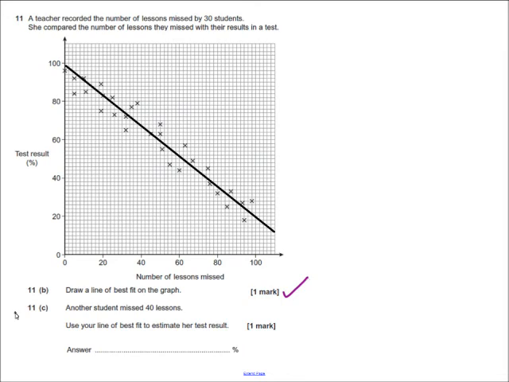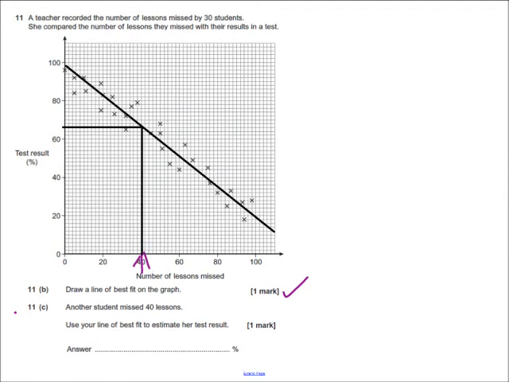Now question 11c is stating that another student missed 40 lessons. Use your line of best fit to estimate her result. So we need to go to 40 on our line graph and draw a straight line up to our line of best fit. So let's do that. Okay, there we go, our line of best fit. And then what we need to do is we've drawn our line from 40 up to our line of best fit, and we need to read this value off our left hand side.